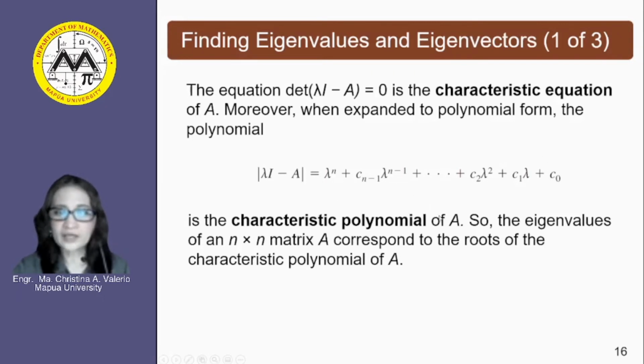So the eigenvalues of an n by n matrix A correspond to the roots of the characteristic polynomial of A, when the determinant of lambda I minus A is equal to 0.